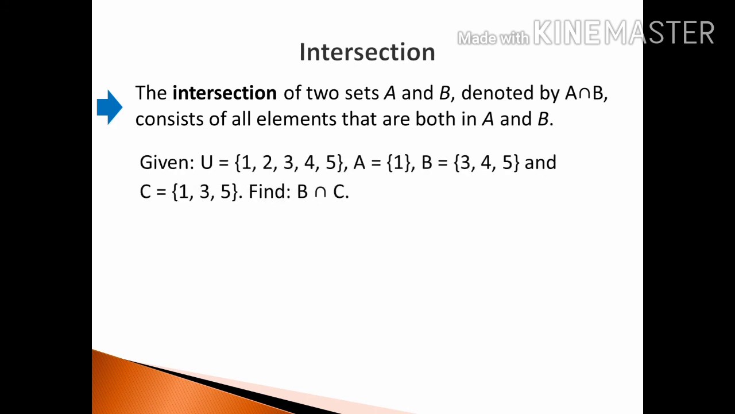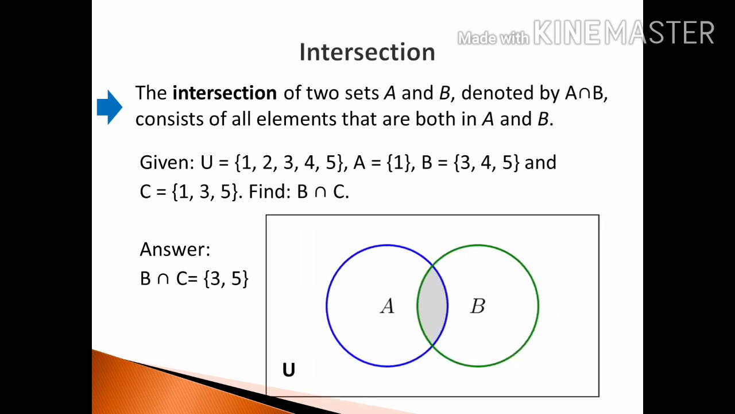Universal set 1 to 5. We have singleton set A, which is 1. Set B has elements 3, 4, 5, and set C has elements 1, 3, 5. We're going to find set B intersect set C. So the keyword is their common element or elements. Now, what do you think are the elements present in set B that are also present in set C? We have 3 and 5. Therefore, our answer is 3, 5. In the diagram, we have set A, set B, and the only shaded region is in the middle.